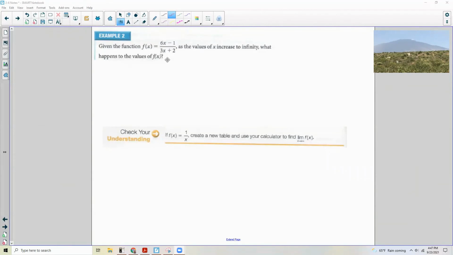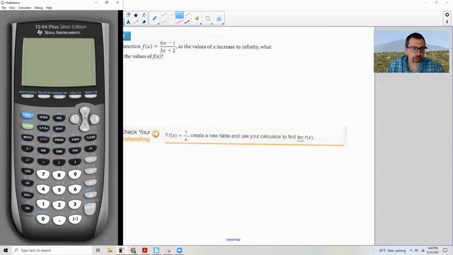Okay, so now example 2 says, given the function, where am I? Here I am. F of x equals 6x minus 1 divided by 3x plus 2. As the values of x increase to infinity, what happens to the value of f of x? Let's just try the calculator again for this one.